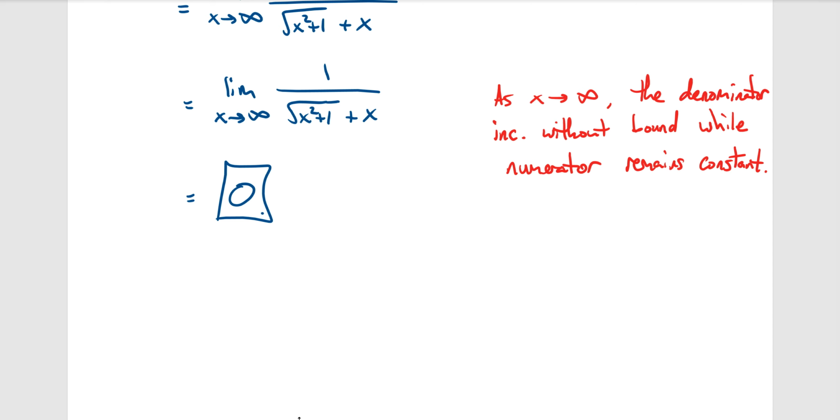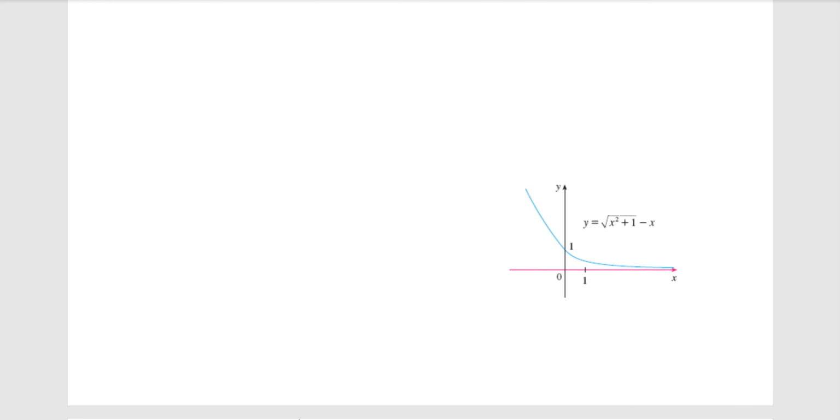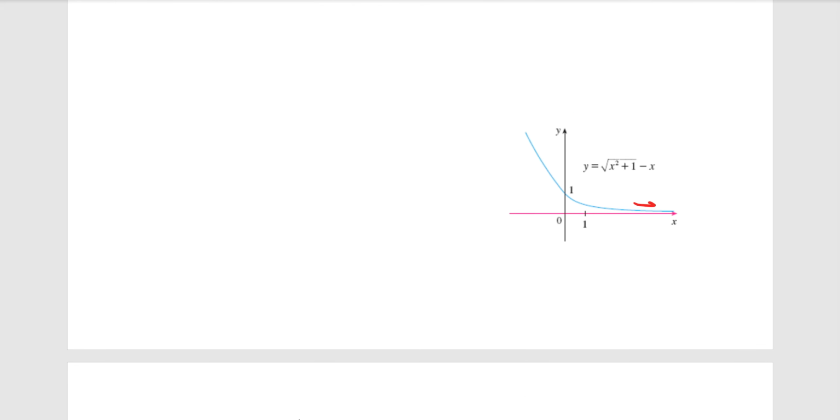So this was a good example of being able to kind of logic your way through it, which you can do sometimes, and just kind of try to write a little explanation like that. Okay, and then here's a little graph. If you want to take a look at it, x goes to infinity. The function's going towards 0.